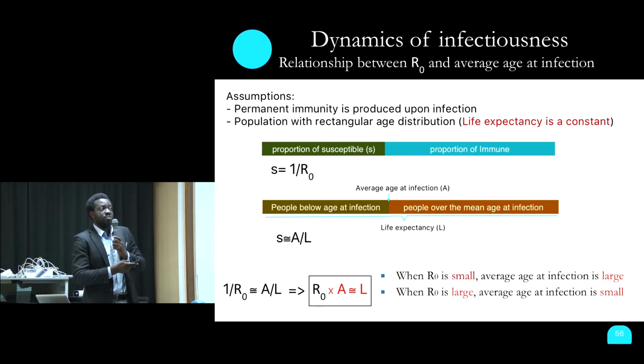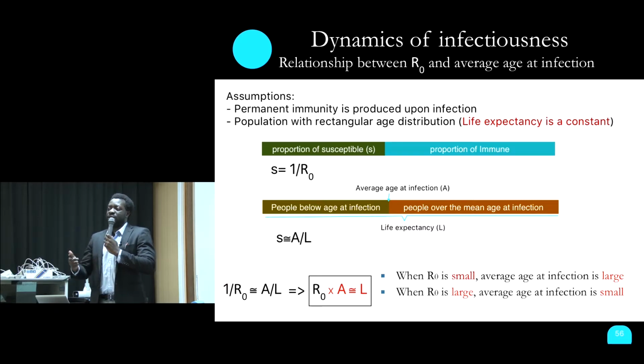So let's assume that the infection that we are dealing with here gives immunity after infection, like measles. When you're infected with measles, you develop immunity that protects you against further infections in the future. Let's also assume that we have a rectangular age distribution, meaning that life expectancy is a constant in a population. So we have these two assumptions here.